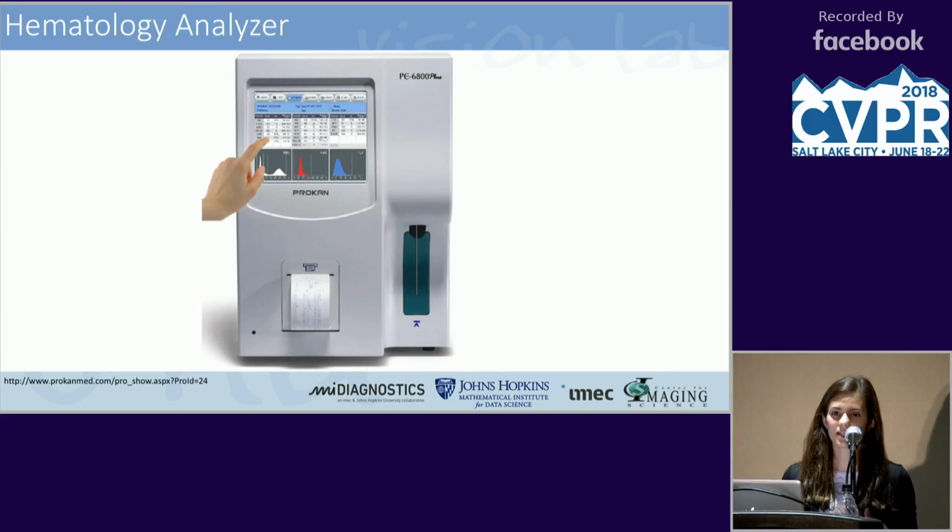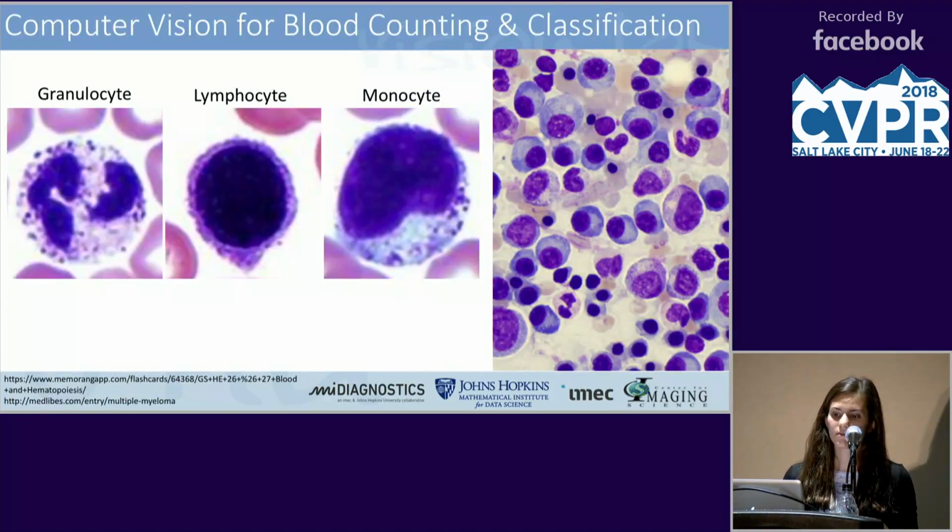So the hematology analyzer provides the complete blood count, which is the most commonly requested blood work by doctors today, and nobody here has access to one of these at home. Our goal is to make blood work as accessible as the thermometer. The way we envision doing this is by using computer vision for blood cell detection, counting, and classification.